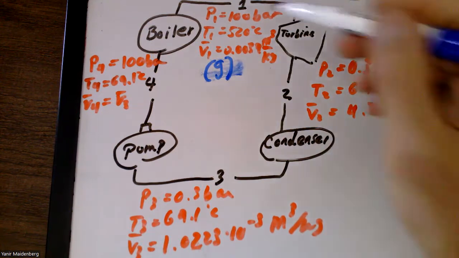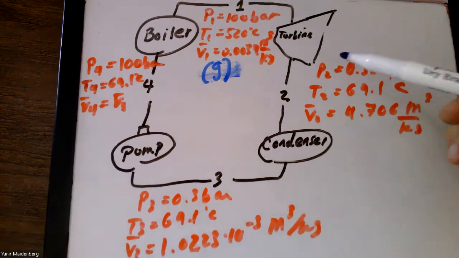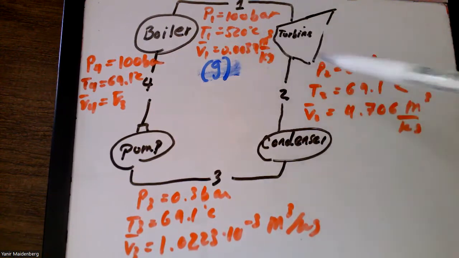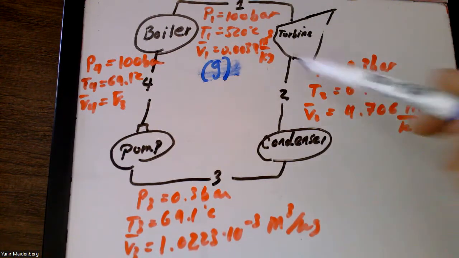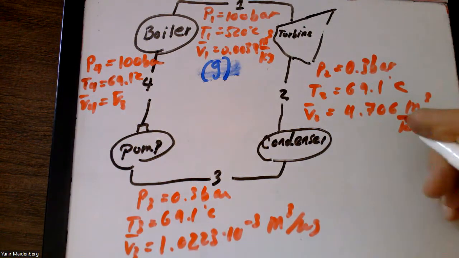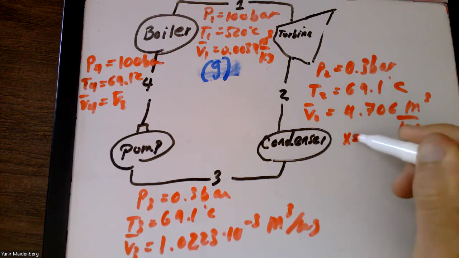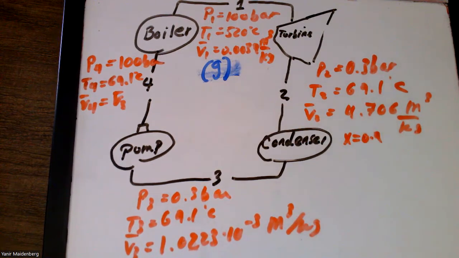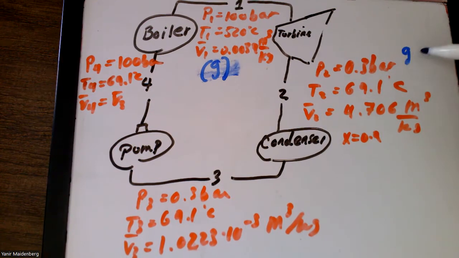And here, after it goes through the turbine, and we'll discuss what the turbine does again, it changes its pressure and its temperature and its volume. All things will change. As a result, I get a saturated liquid-steam mixture. In this particular case, the quality is 0.9. So this has both the gas and a liquid state in here.